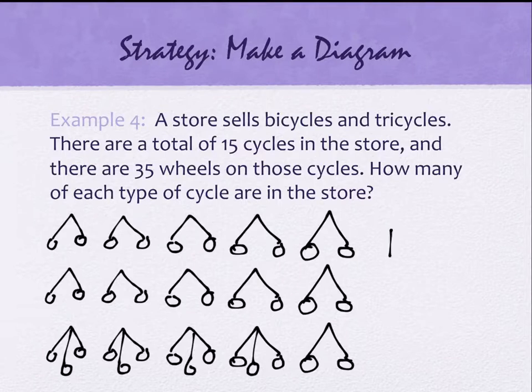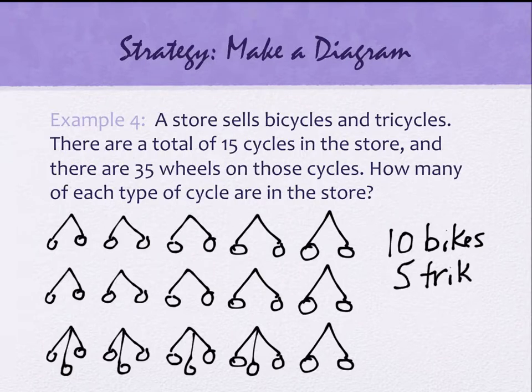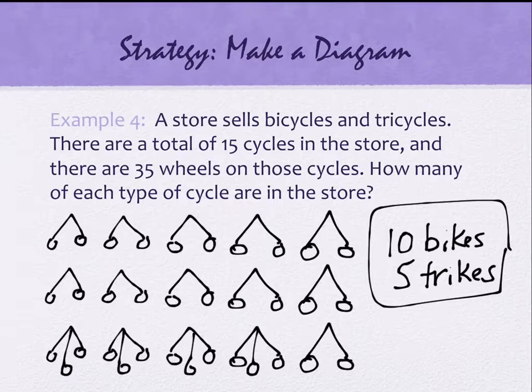Okay, so our answer, we need to make sure as we're answering word problems that we have units or words after it that describe what we're finding. This is 10 bikes or bicycles and 5 trikes or tricycles. So make sure we're answering the question that was asked.